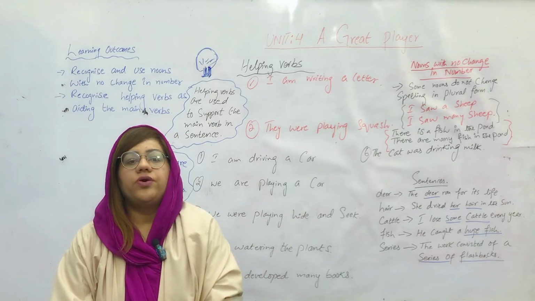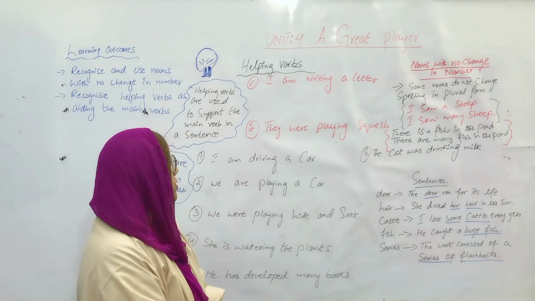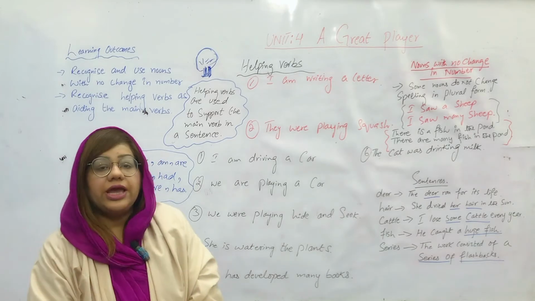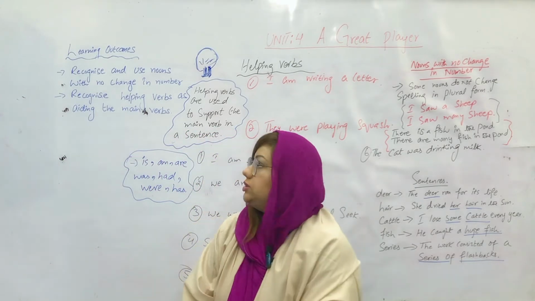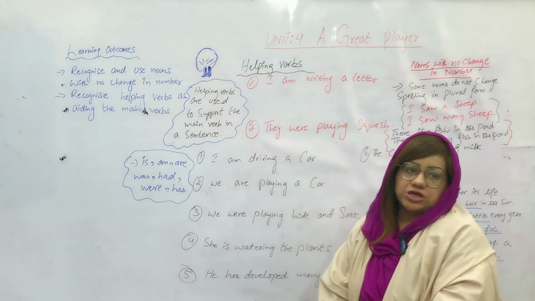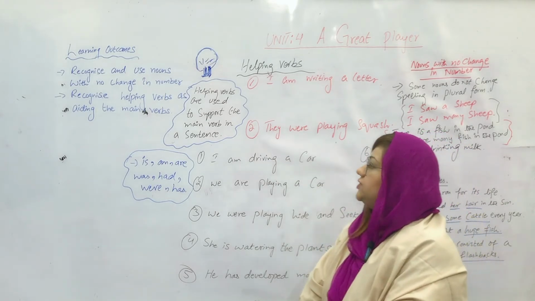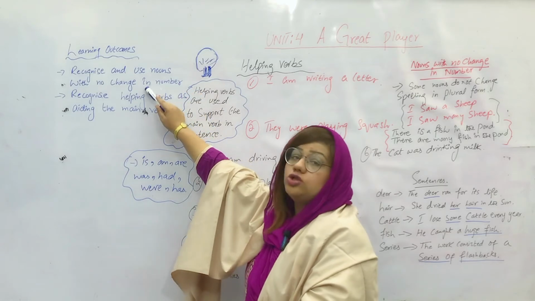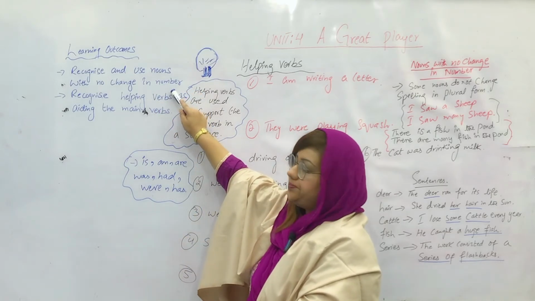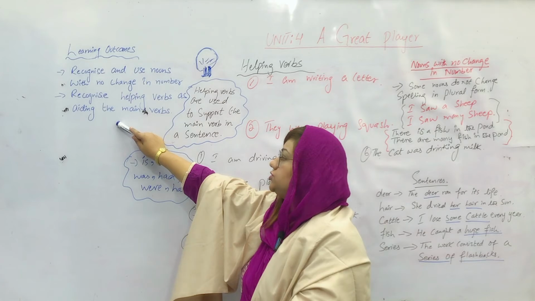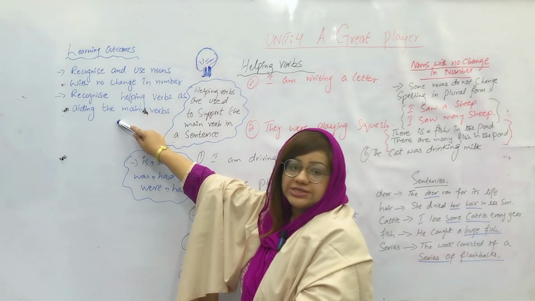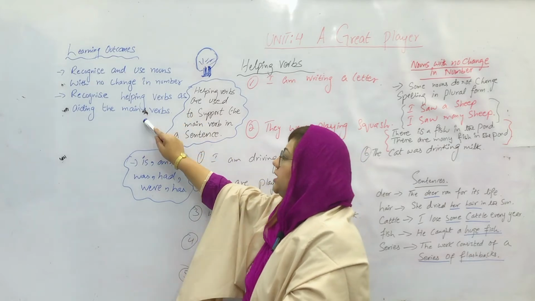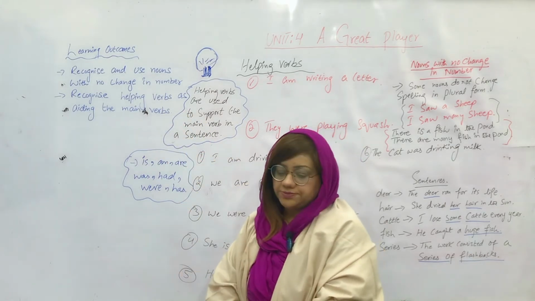Students, today we are going to discuss the unit, as you can see on the board, a great player. At the end of this lesson, the objectives, the learning outcomes that will be attained are: recognize and use nouns with no change in number. Another learning outcome, the objective of today's lesson, is recognize helping verbs as aiding the main verbs.